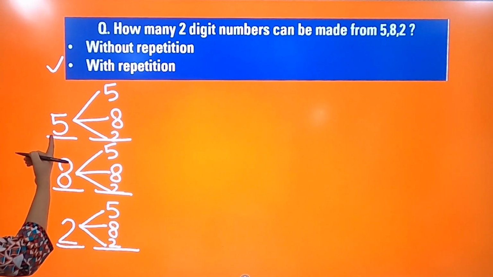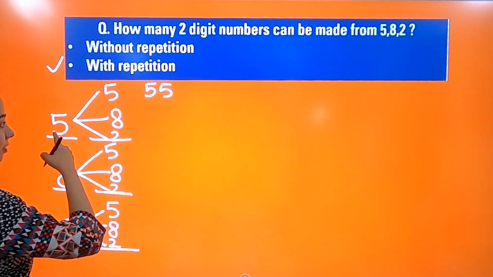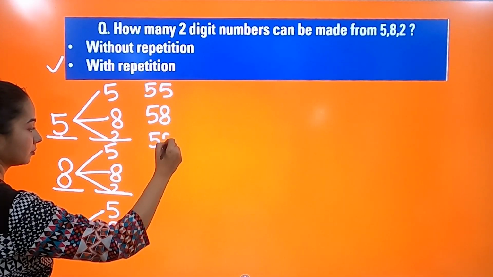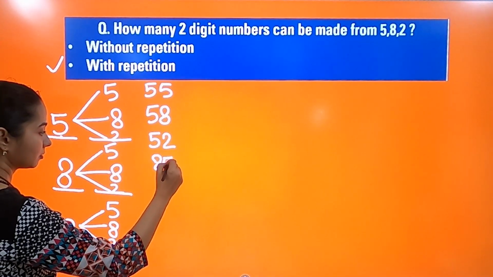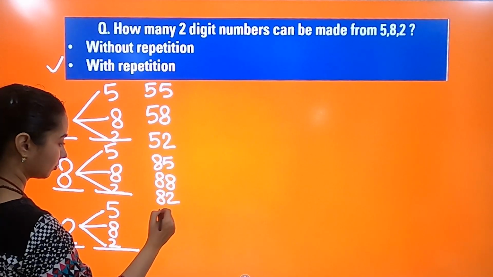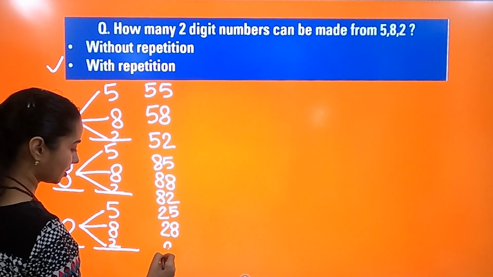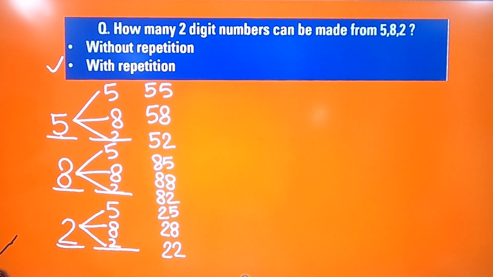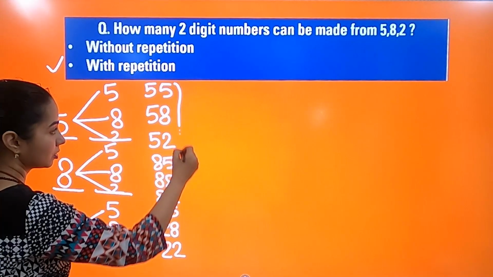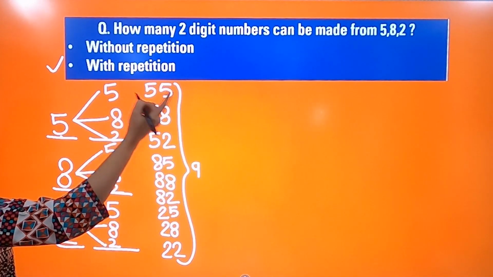So the number becomes 5 at the first place, 5 at the second place, 55, 58, 52, 85, 88, 82, 25, 28 and 22. So how many numbers? Let's count. 1, 2, 3, 4, 5, 6, 7, 8, 9. Total 9 such numbers can be formed by using 3 digits.